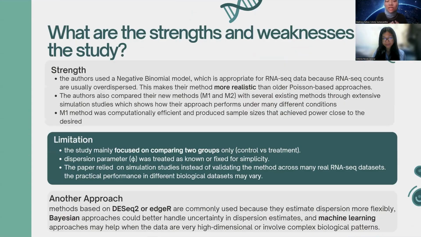Okay, next. What are the strengths and weaknesses of this study? First of all, the strength, of course, is that they use the negative binomial model for over-dispersed data, so it is more realistic compared to the Poisson-based approach. The authors also compared the new methods, M1 and M2, where M1 is computationally efficient and produces a sample size that achieves power close to the desired level.